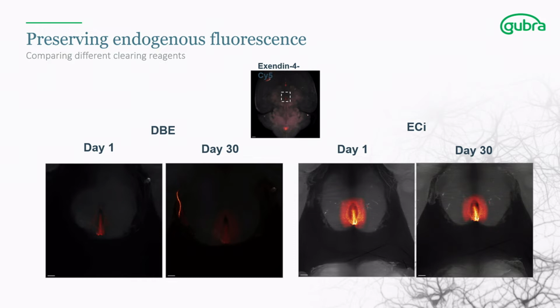And so in this example, we are comparing DBE, which is classically used as a clearing agent, versus ECI, a non-toxic clearing agent. And we can see that at day one after clearing, here in a zoom-in of the hypothalamus, the signal is much higher in the brains cleared with ECI as compared to the ones with DBE. But not only that, it seems that ECI also preserves the signal much better across time. If you look at the literature, you will see that DBE contains some peroxides and aldehydes that might kill your fluorescence.